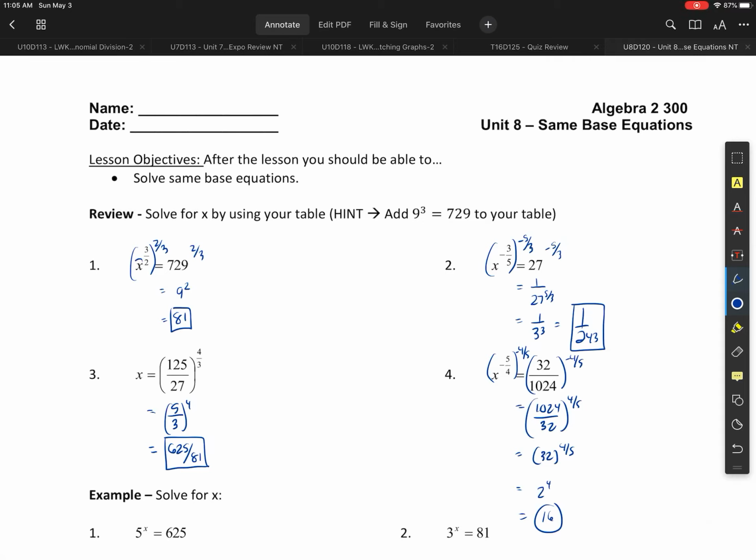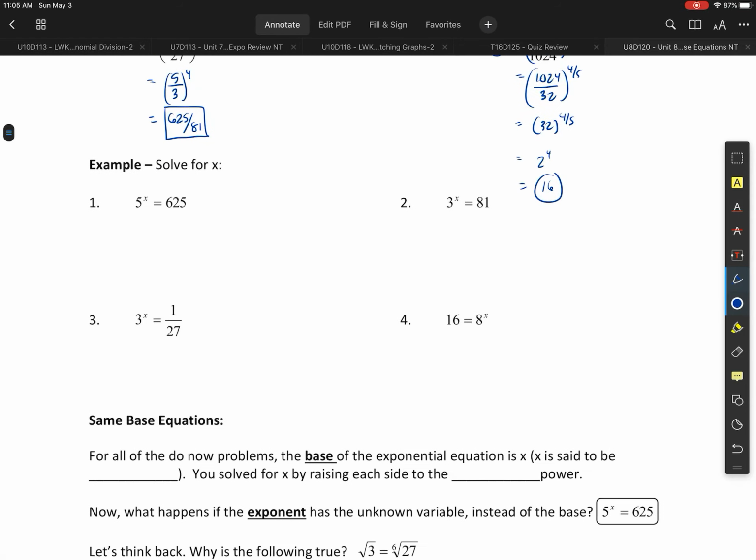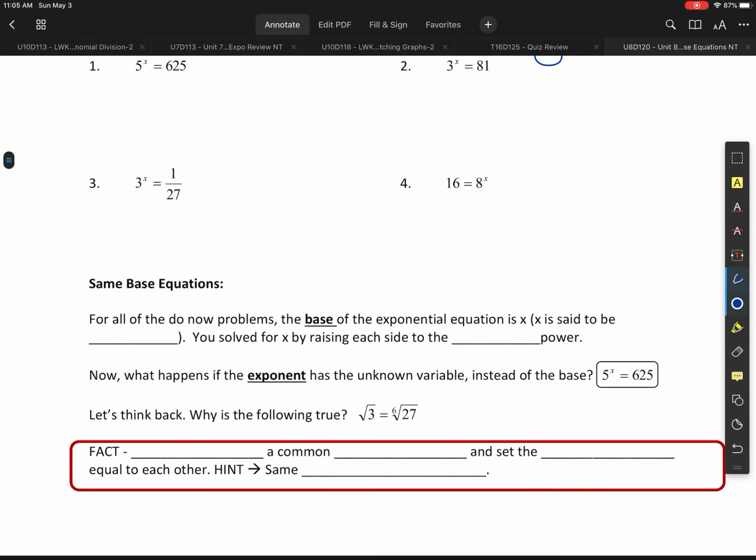All right, so in these situations, x was what's called our base. For here, x was our answer. Now what we're looking at today is, what do you do when x is the exponent? So for these basic examples, a lot of us can just figure it out. But kind of talking through this, here's what we have.